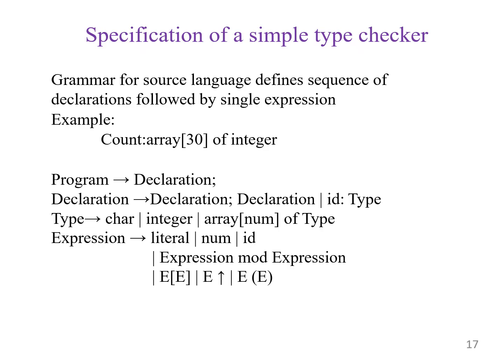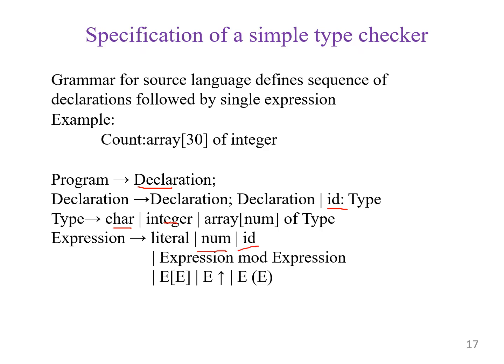Coming to the next topic, the specification of a type checker. The first is the specification of a simple type checker. Whenever you are processing your program, you start with the declaration part. In the declaration part, you can have an ID, with identifiers of any type. The identifier type can be a character, an integer, or some other form. This is the general specification of a simple type checker, where you can have expressions with combinations of numbers, identifiers, or something else.